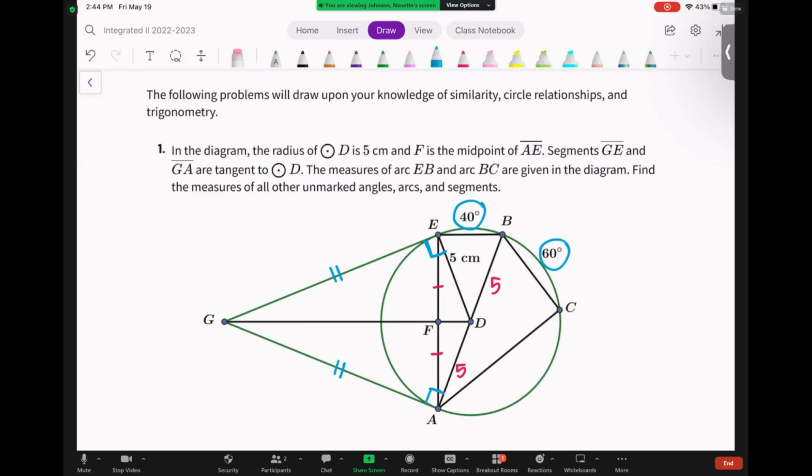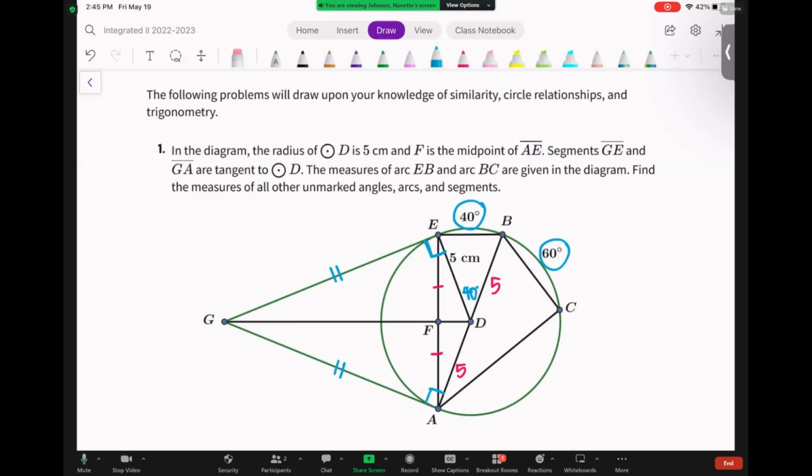Because arc EB is 40 degrees, that tells me about my central angle. So his central angle will be 40 degrees. So there you go. He's 40 degrees. Let's see. I don't have a central angle for that 60. So I am now going to go over, let's see. This arc BC is 60 degrees, that intercepted arc.